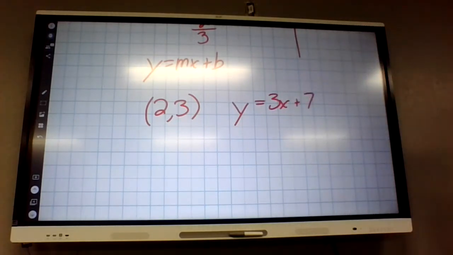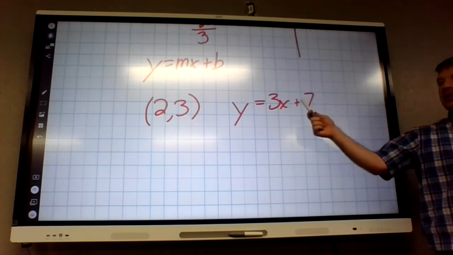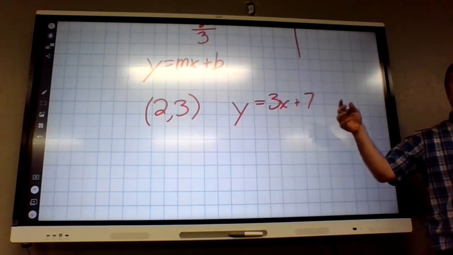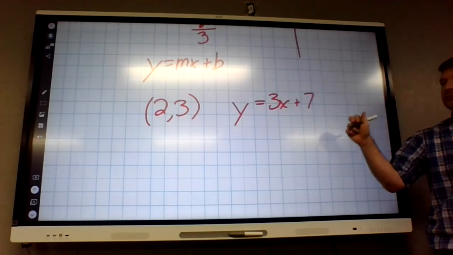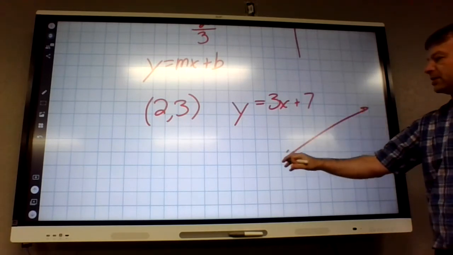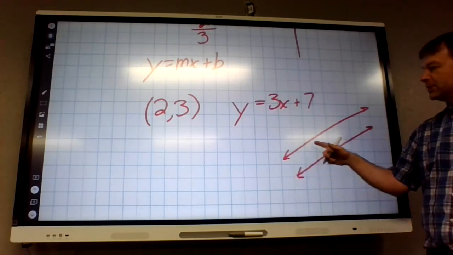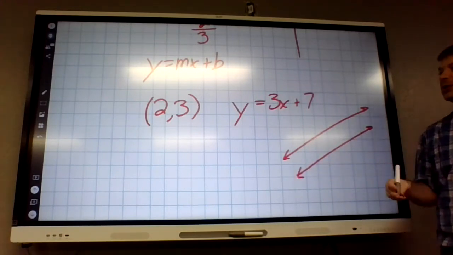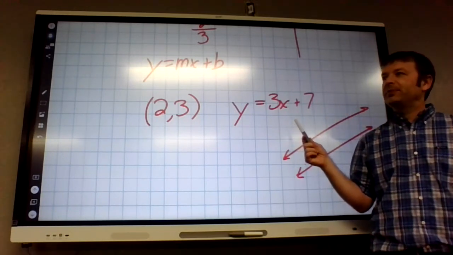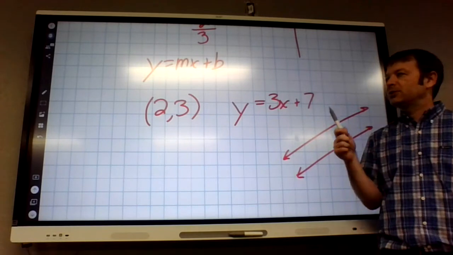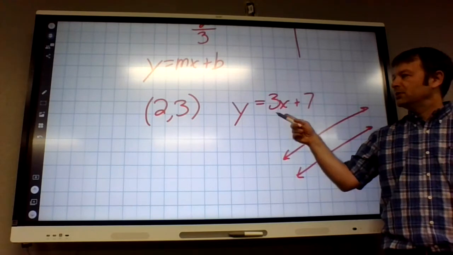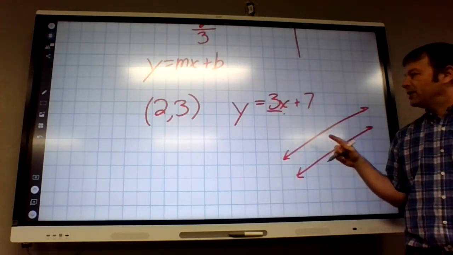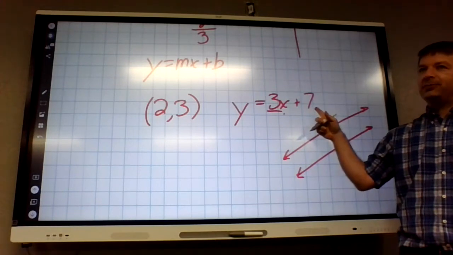All right, if the line is supposed to be parallel to this line, what does that tell us? What do we know about parallel lines? What's the same? Yes, the slope is the same. Parallel lines have the same slope. So, if their line has a slope, that's what we're going to use in our line. What's the slope of their line? 3.